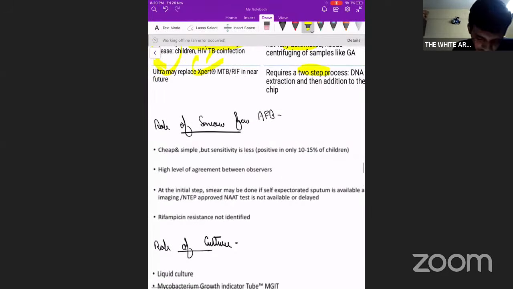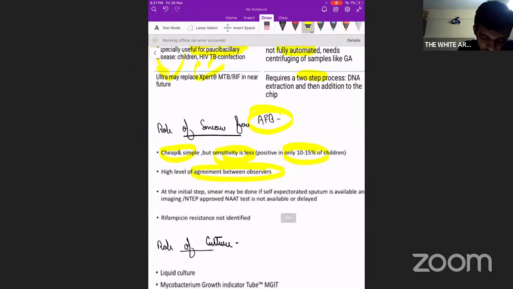So we'll look at the role of acid-fast bacilli. It is a very cheap and simple method, but the only problem is that sensitivity is very low, as discussed earlier. It can be positive in only 10 to 15% of the children. There is a high level of agreement between observers.